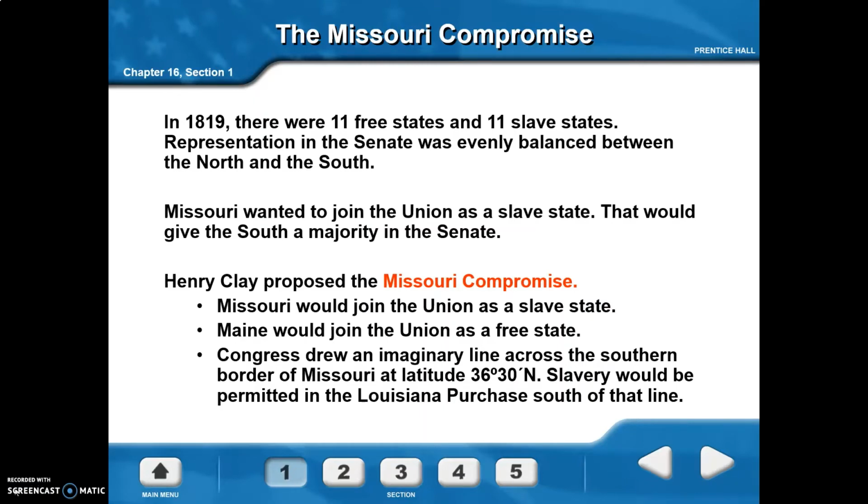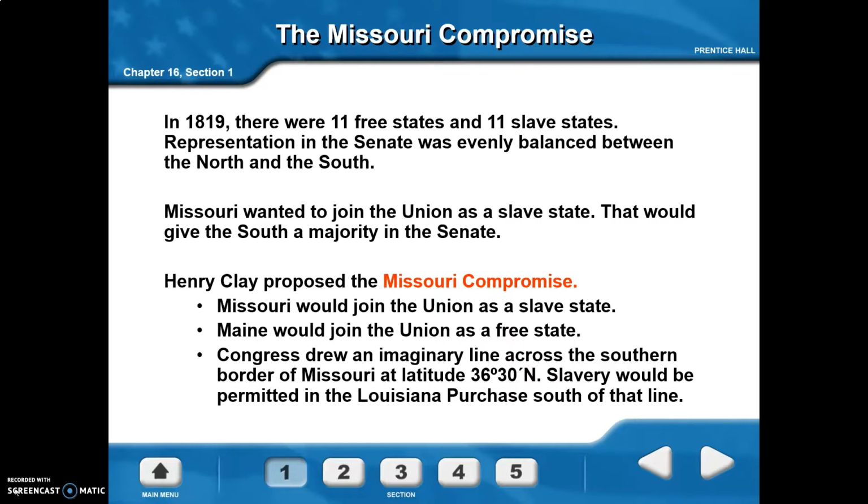Alright, so the first thing we're going to talk about that wasn't in 7.1, but was actually in 5.6, but this is pretty important to know. These are one of the compromises that the U.S. put in place that dealt with slavery. So in 1819, there were 11 free states and 11 slave states. Remember we talked about in class that it was so important that the U.S. had an equal balance of free and slave to keep everyone happy. And they wanted it to be balanced because they wanted the representation in the Senate to be evenly balanced between the North and the South.